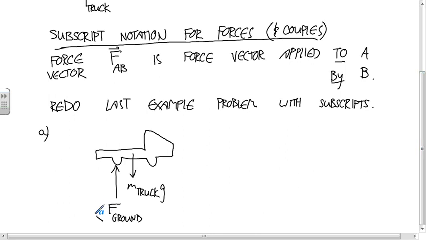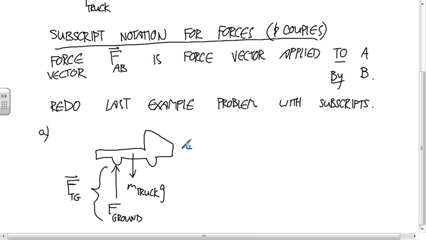And this whole thing, this is kind of a subtle point, is called the force vector on the truck by the ground. Okay, so why didn't I write FTG here? The answer is this is a scalar. F ground is a scalar. And you don't use this subscript notation with scalars. But when you combine this scalar with the direction given by the arrow, that represents a force vector. And once you're thinking about it in terms of a vector, you can use this subscript notation.